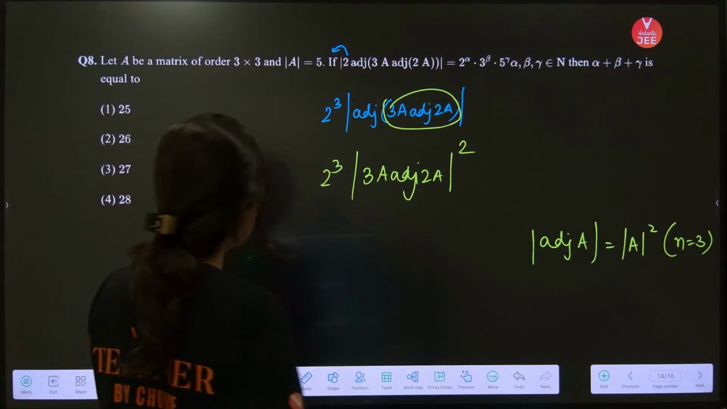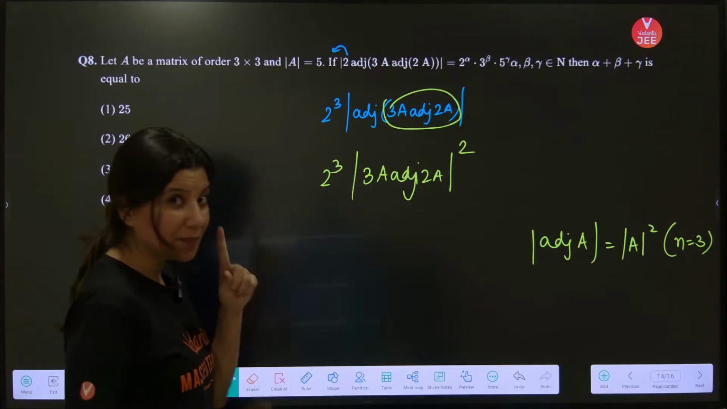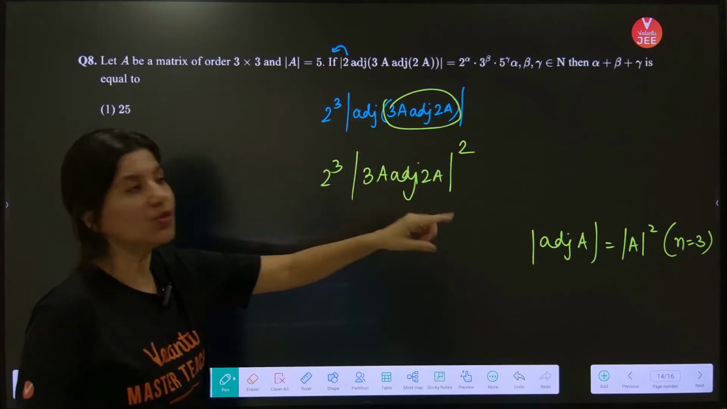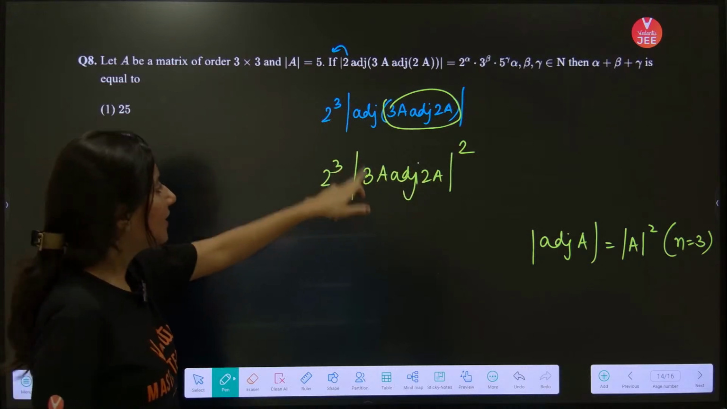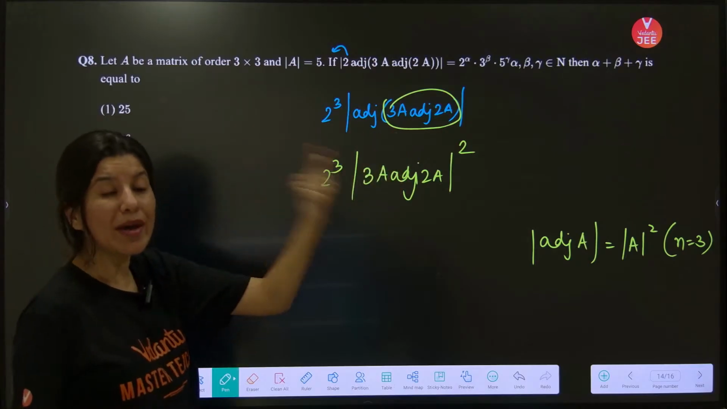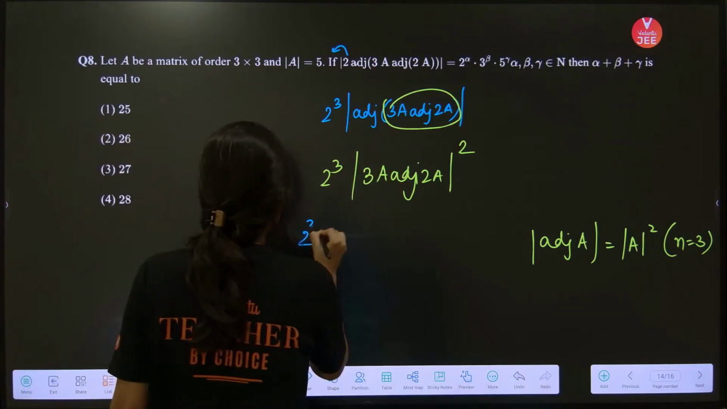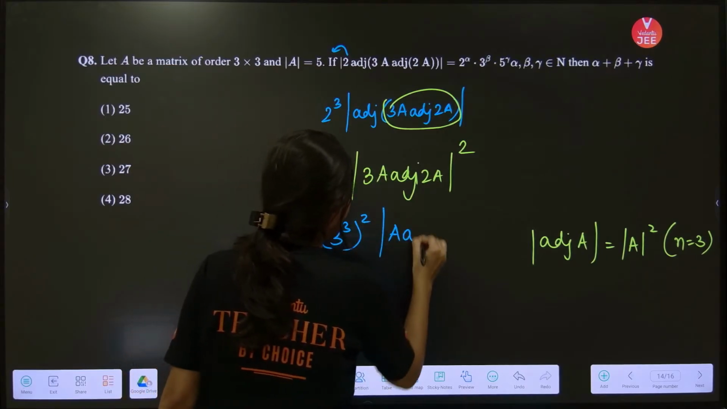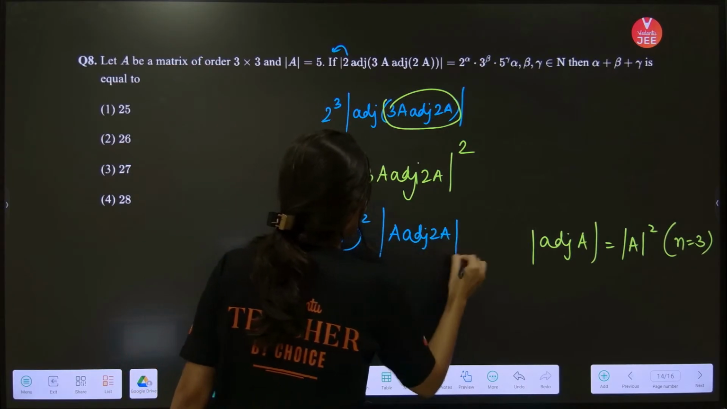Now 3 will come out again. The power will be 3, but please do not forget, square is already there. 99% of students will make this mistake. They will take 3 out and they will just apply cube. They will forget square is already there. So 2 cube, 3 cube, but square is already there, determinant A adjoint 2A.